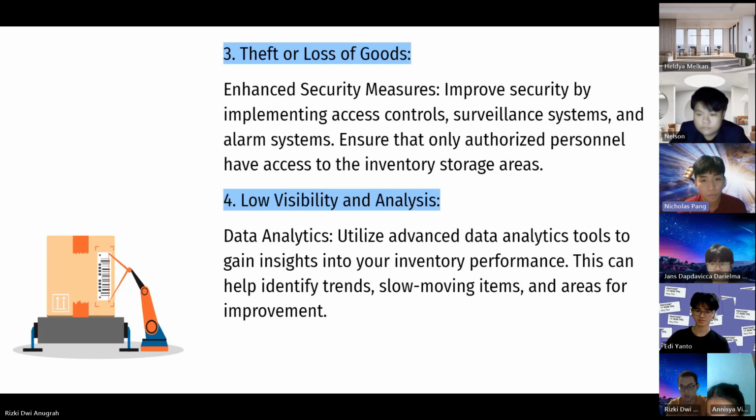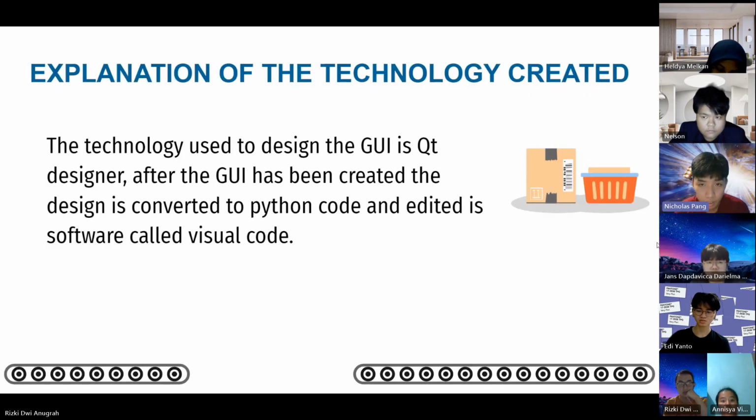4. Low visibility and analysis. Data analytics. Utilize advanced data analytics tools to gain insight into your inventory performance. This can help identify trends, slow-moving items, and areas for improvement. The next, Edi.